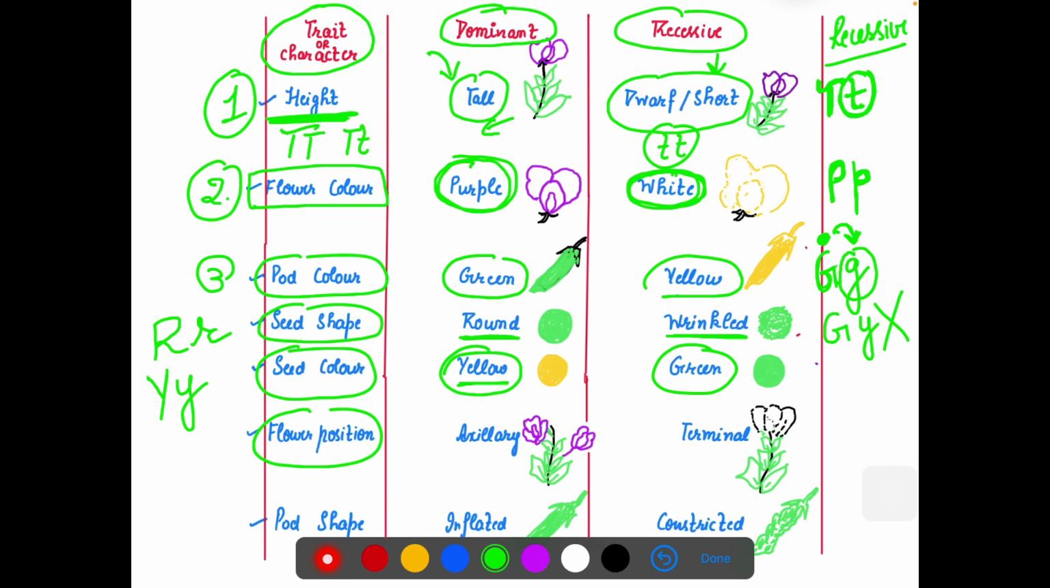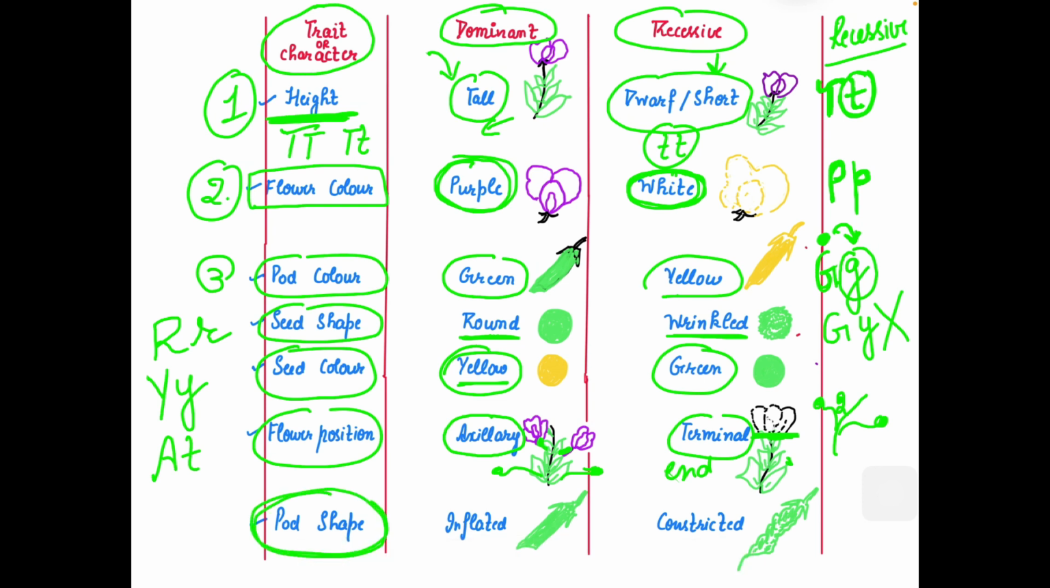Flower position. He said the dominant is that many of them will be from the sides. Axillary position. They can be here on the sides, right? And terminal means at the tip. Very few will be at the base. Otherwise they will normally be present in the axillary position, from the side. Terminal, जो बिल्कुल end पे है, that will be very less. So axillary position is dominant, and terminal is recessive.